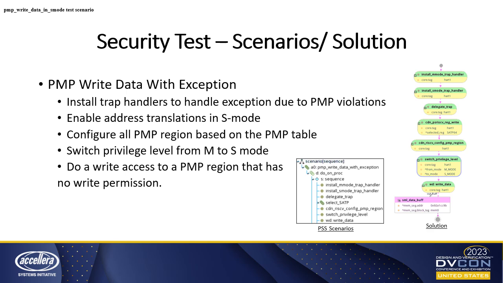The next scenario is a negative scenario where an S mode access has no permission to write to memory, but it still tries to access it. In this case, an exception is generated by the system. The test case catches the exception and exits the test gracefully. That's because the test is expecting an exception.